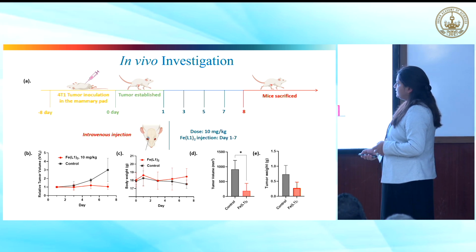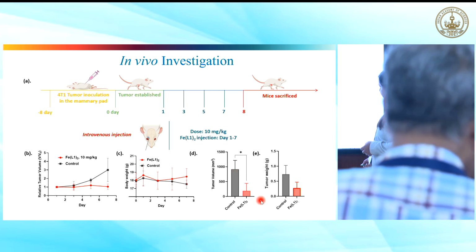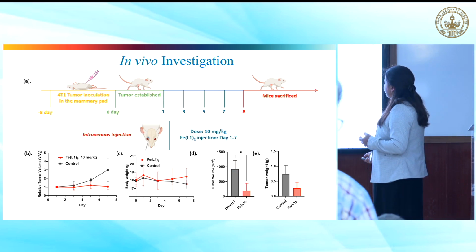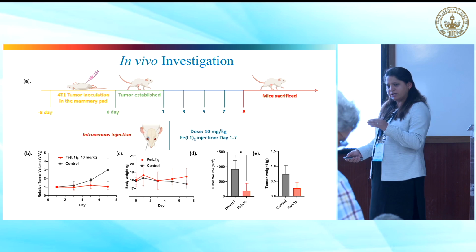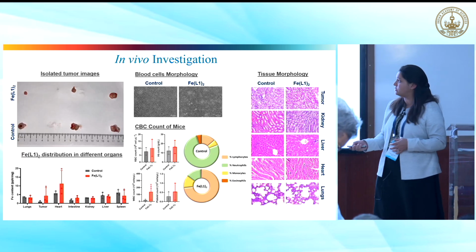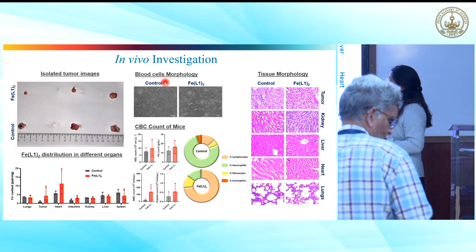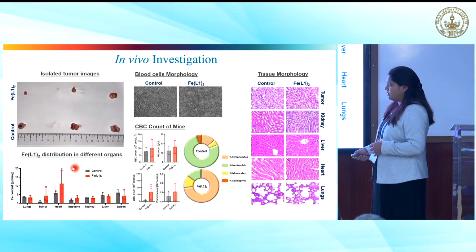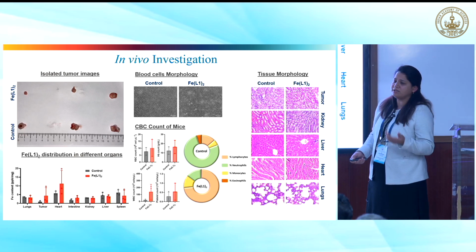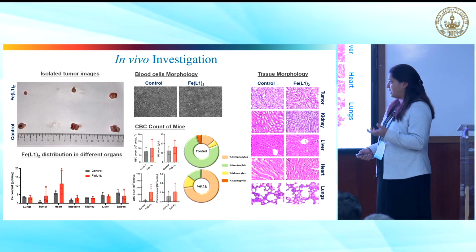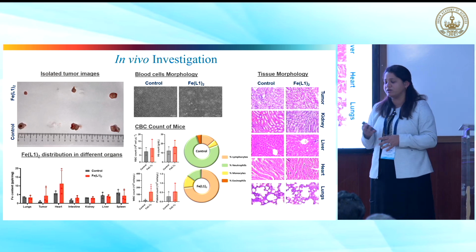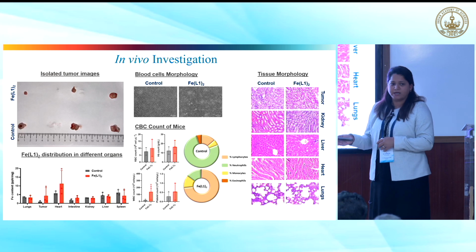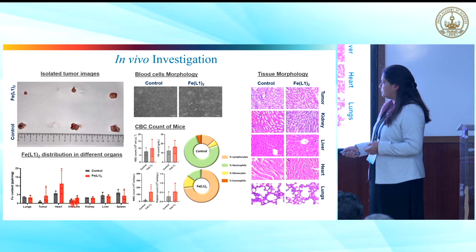We did see that this class of compounds shows a decrease in the tumor volume, and tumor weight was also decreasing, and during the process there were no side effects. We did not see any side effects on the blood cell morphology or the tissue morphology, and we also wanted to see the distribution in different organs. We did see some accumulation inside the heart, but one of the reasons, we hypothesized, is most probably the higher concentration of mitochondria. That's why we are seeing more accumulation.